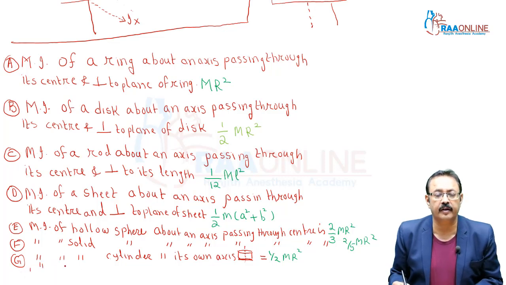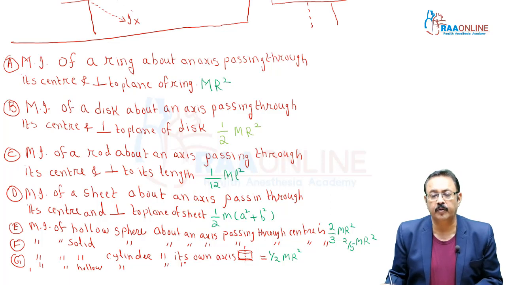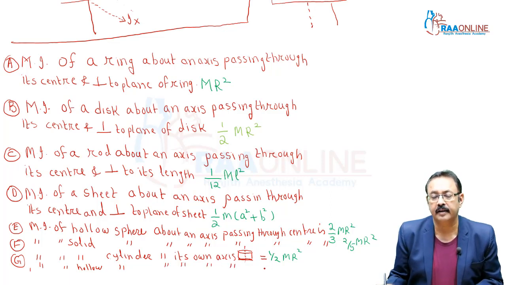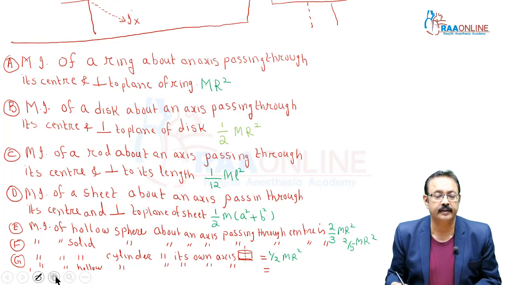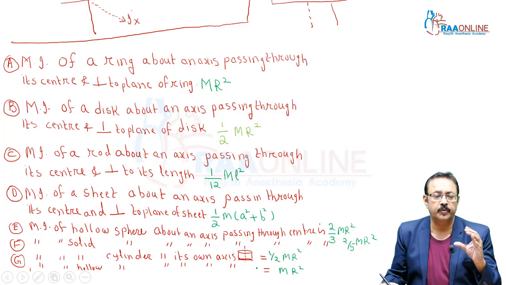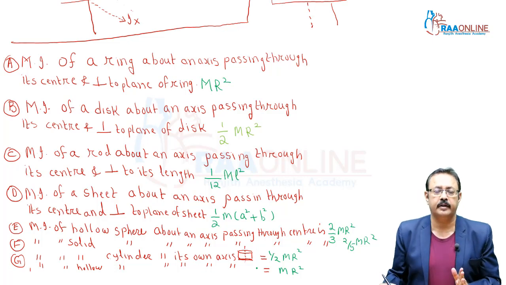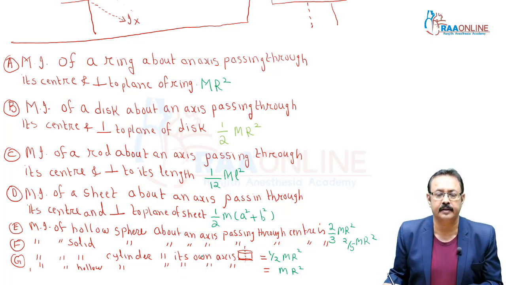So for a hollow cylinder about its own axis, you will get m r square. So learn these 2, 4, 6 and 8 results, and if you need it about any other axis, you can calculate by using that theorem.